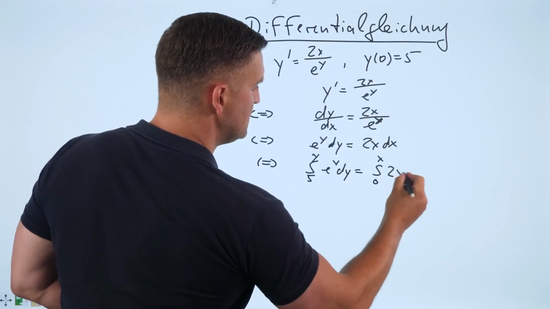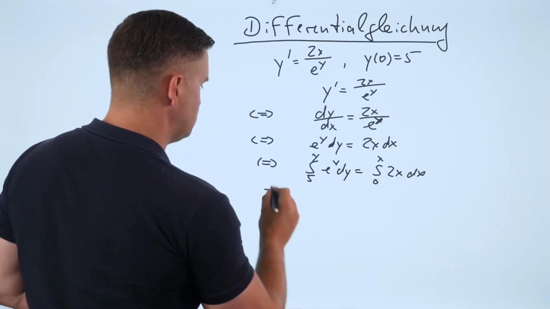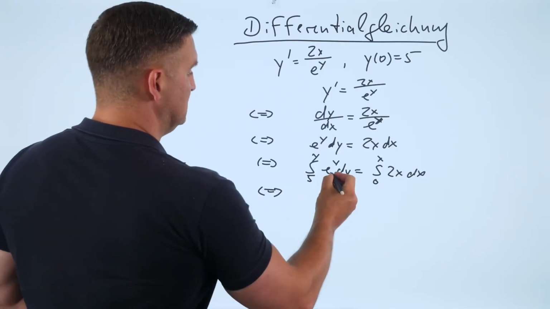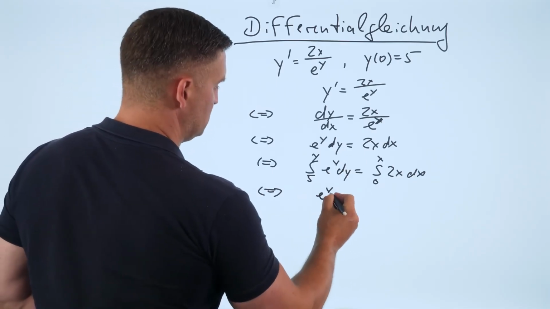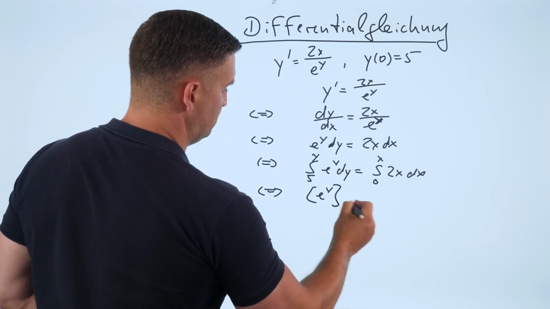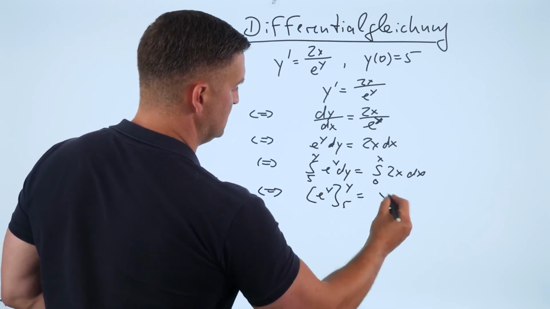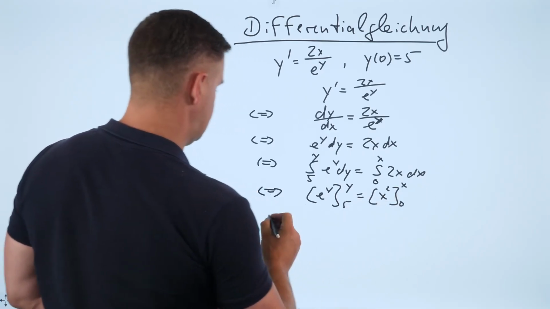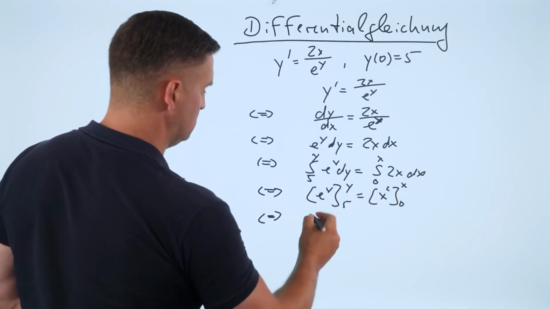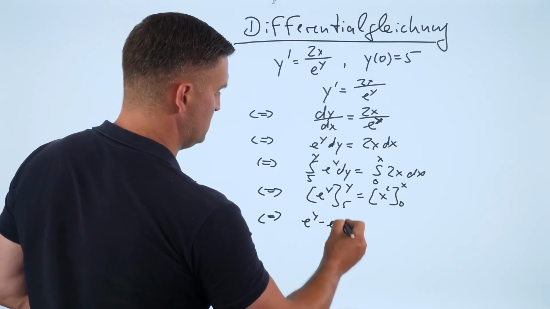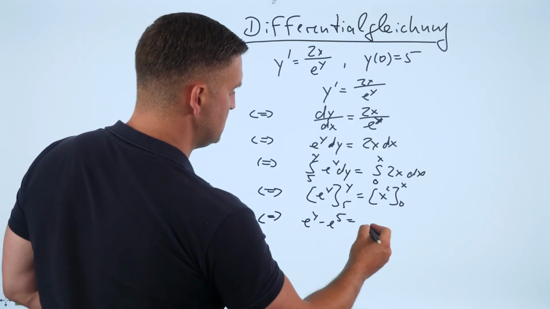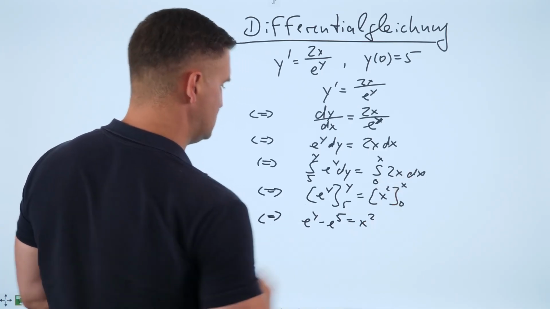For 2x dx, now we need the antiderivative. These are all corresponding terms. E to the power of y is e to the power of y, all of that from 5 to y. Here we have x squared from 0 to x, that would be equivalent to e to the power of y minus e to the power of 5, and here accordingly x squared, plugging in 0 gives 0.